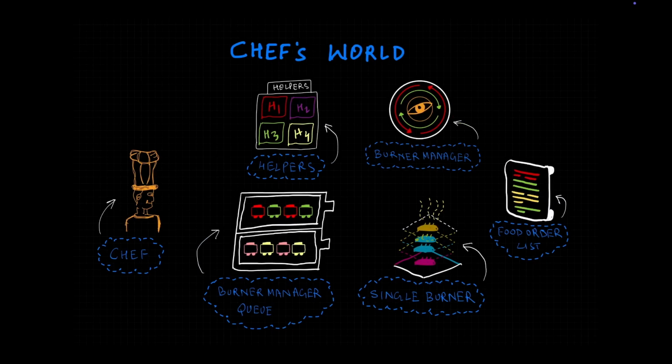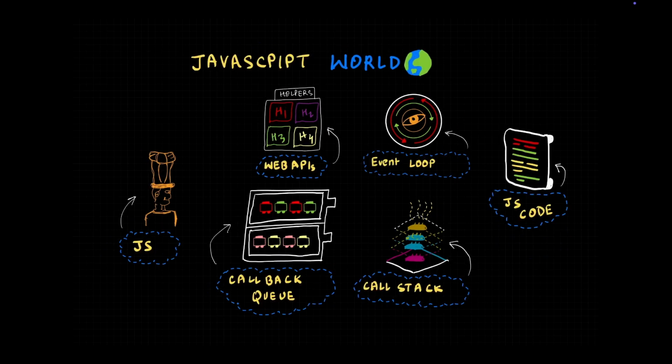So here we have our chef world. We have our chef, our helper, our burner manager, our burner manager queue, our single burner, and the food order list. Now this is the JavaScript world. The helpers here are web APIs. We have the event loop, which is the burner manager. We have the callback queue, which is the burner manager queue. Then we have the call stack, which is the single burner, and the JS code, which will be executed.